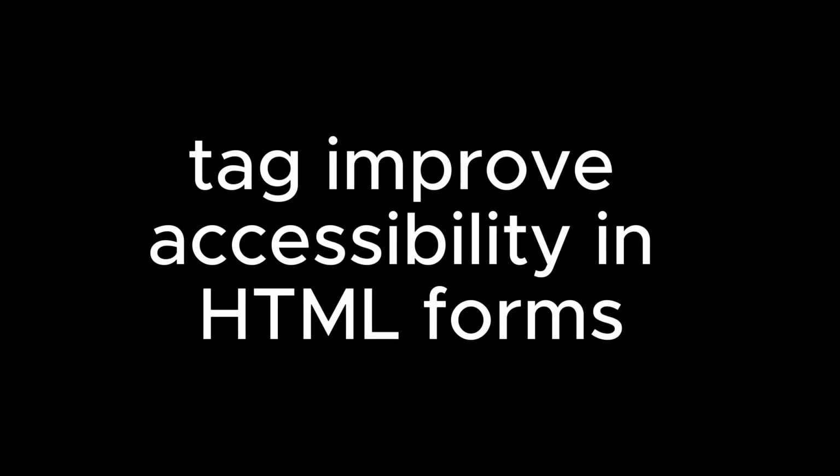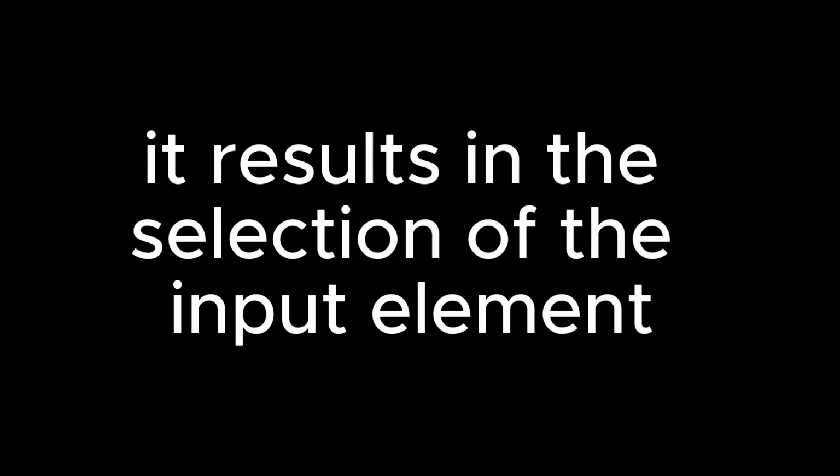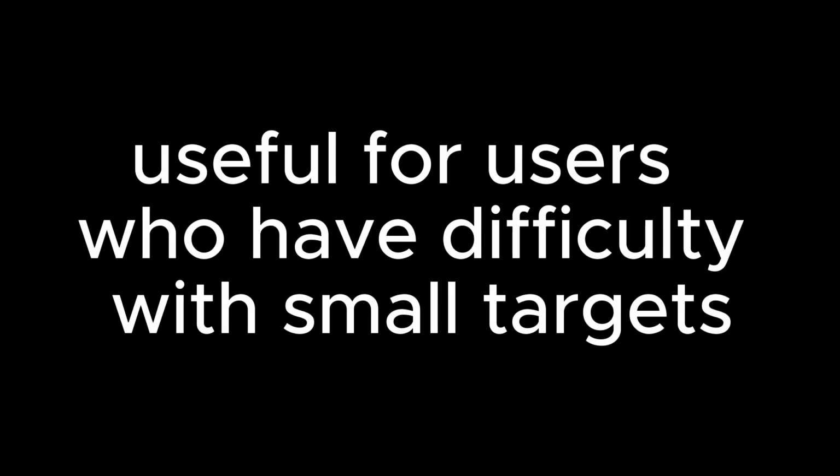Question 19. How does a label tag improve accessibility in HTML forms? Answer. A label tag makes form controls more user-friendly, as it wraps the input field. When the label is clicked, it results in the selection of the input element. This is particularly useful for users who have difficulty with small targets.